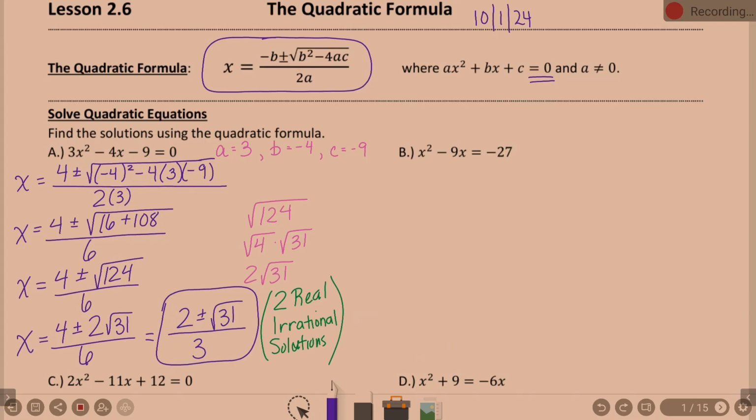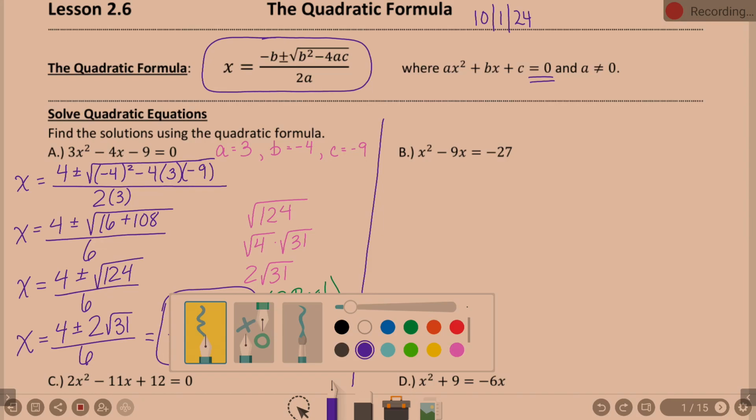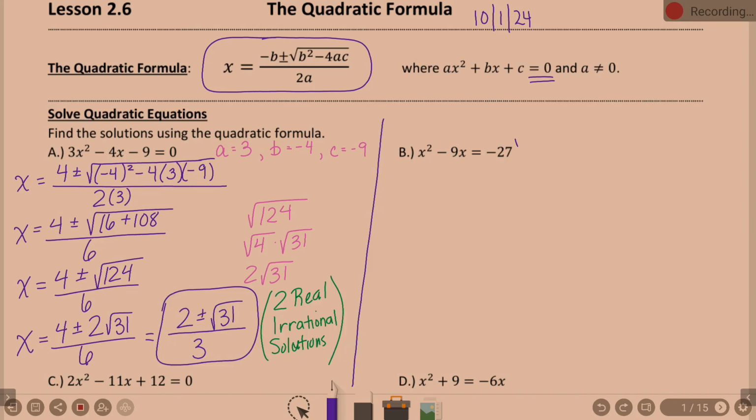Questions there? Okay, let's try B then. X squared minus 9x equals negative 27. What's first? I would say what are my ABCs, but I don't want ABCs until this equation is equal to 0. So how do I make this equation equal to 0? It's a negative 27, so let's add 27. So now my equation is rewritten as x squared minus 9x plus 27 equals 0.